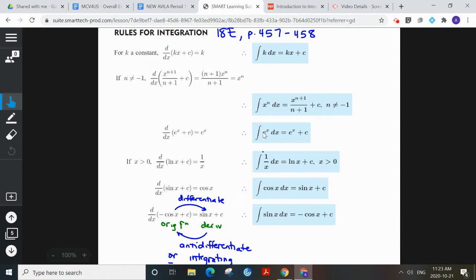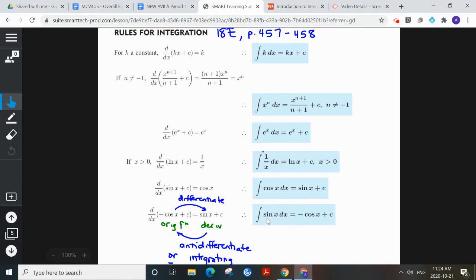If I want to end up with a derivative that is e to the x, I need to start with e to the x plus c. If I want to end up with 1 over x, I need to start with ln x plus c, because the derivative of ln x is 1 over x. If I want cosine x as my derivative, I need to start with positive sine x plus c, because the derivative of sine x is positive cosine x.